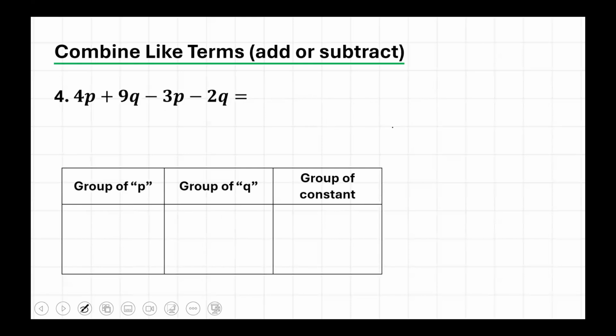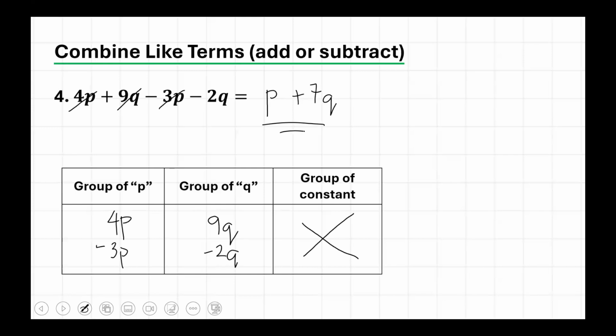How about another example? We have a group of P, a group of Q, and a group of constant. You can pause the video here and try it on your own. All right, let's try to answer this one. For the group of P, we have 4P, then negative 3P and negative 2P. For the Q, we have 9Q. Since we don't have a constant, we will not write anything on that box. Let's combine like terms. 4P minus 3P is 1P, and 9Q minus 2Q is 7Q.